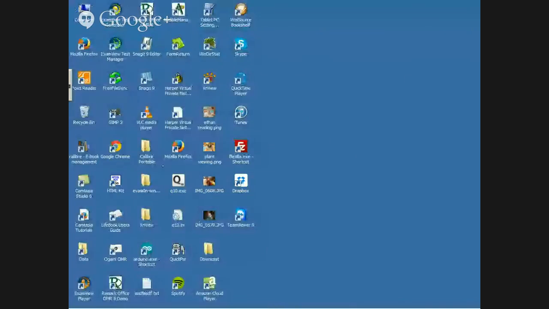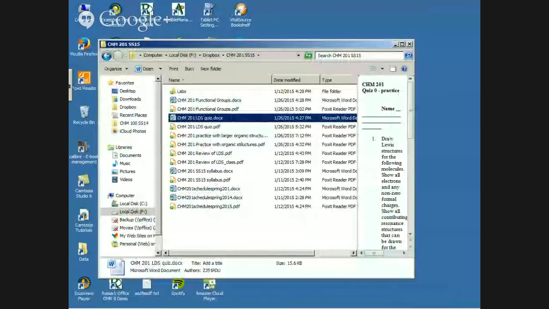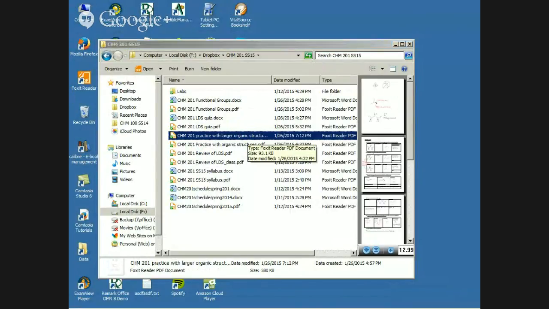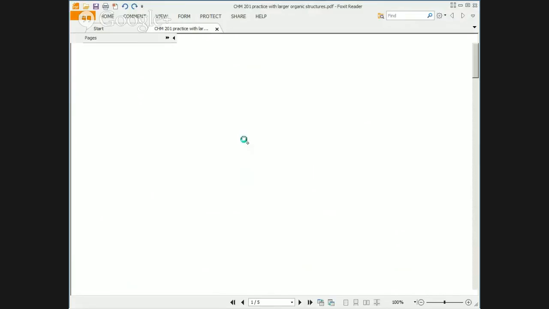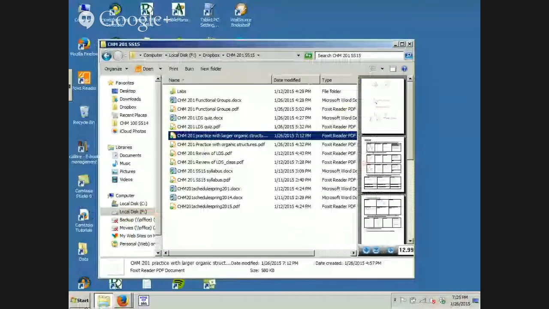Whoops. Oh no. I hope I didn't just... where was it? Practice with larger organic structures. Well, you've got it written down, right? Okay. That's all right. We'll have lots of other practice. That's not what I wanted to do. Let's try this again.